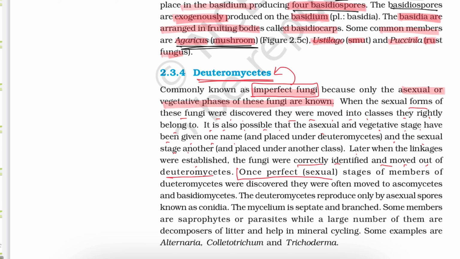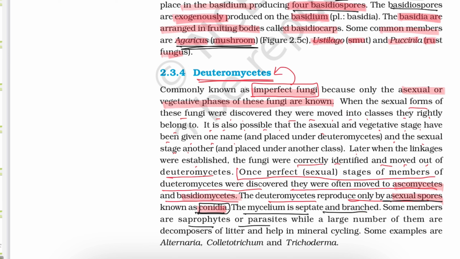Once the perfect or sexual stage of the members of the Deuteromycetes is discovered, they are often moved to Ascomycetes and Basidiomycetes, as only their asexual phase is known, the sexual phase is not known. Once we can find the sexual stages of these members of Deuteromycetes, they may be shifted to either Ascomycetes or Basidiomycetes depending on the mode of their sexual reproduction. Now, Deuteromycetes reproduce only by asexual spores, and the name of the spore is conidia. This is important. This is an exception: only asexual spores, which are conidia. The mycelium is septate and branched as usual.